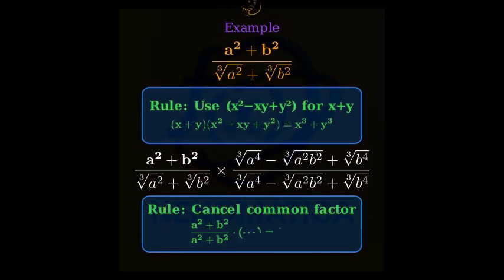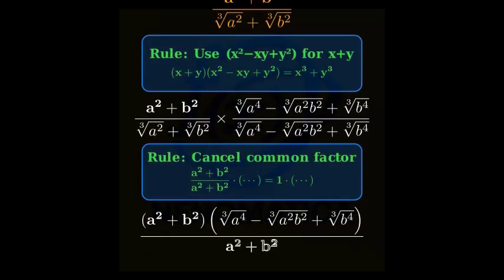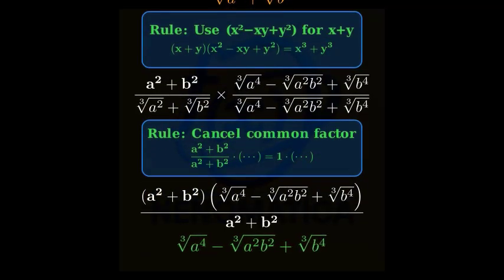Step 2. Apply the identity. The denominator becomes x cubed plus y cubed, which is a squared plus b squared. That cancels perfectly with the numerator, leaving only the partner factor.